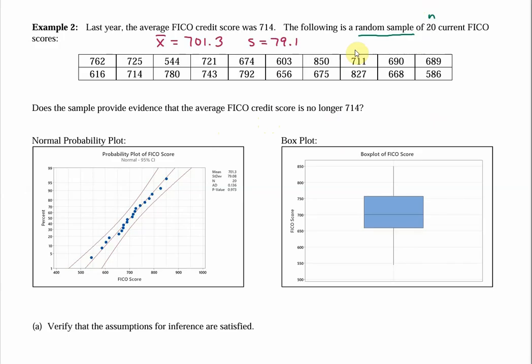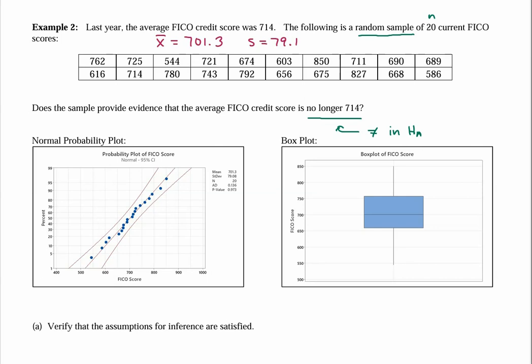And then, let's see, other things in the wording. We have the average FICO credit score from last year, that's 714. And then the sentence underneath the sample data: does the sample provide evidence that the average FICO credit score is no longer 714? This right here tells you what we're looking for evidence of, so that's going to be our alternative hypothesis, and no longer could go either way, right? No longer could be higher than 714, no longer could be lower than 714, so we have to consider both directions, and that means we would have a not equal to in the alternative hypothesis. So we're going to be doing a two-sided or two-tailed test here.